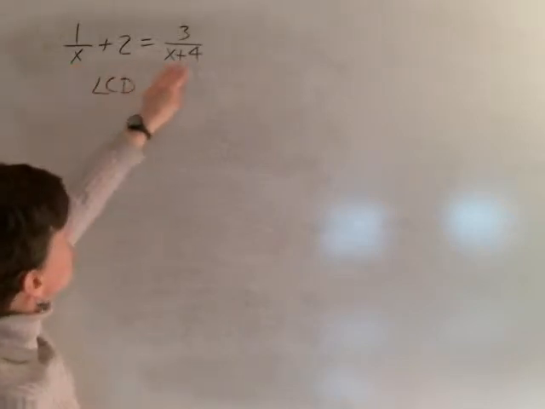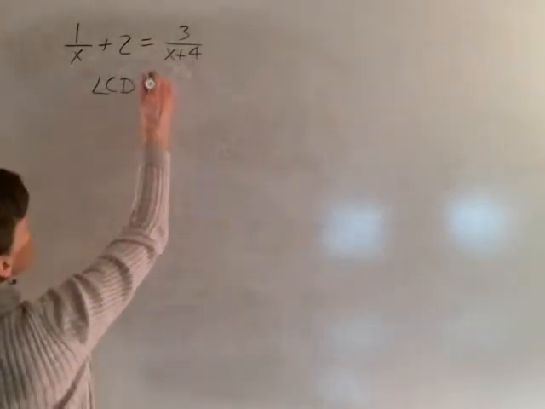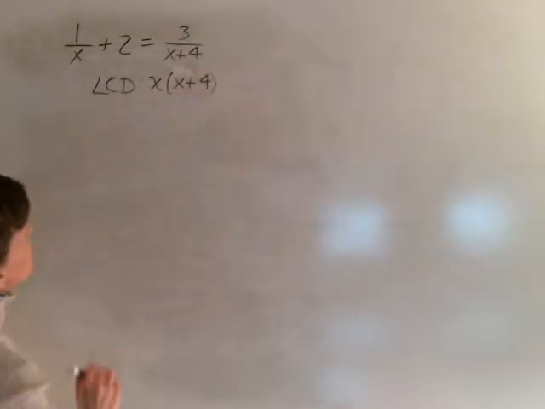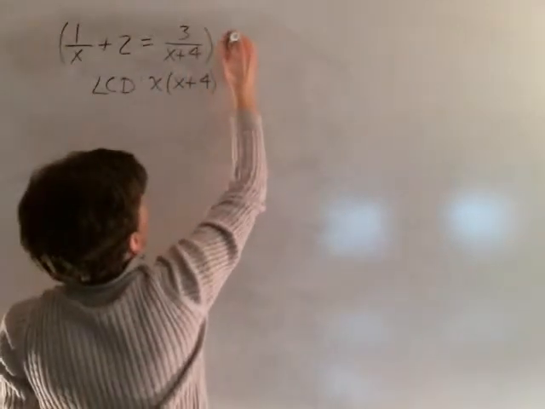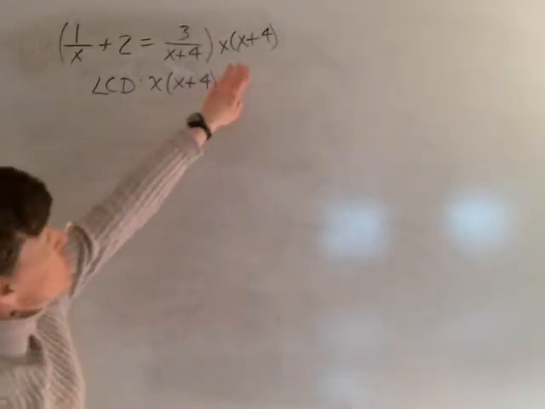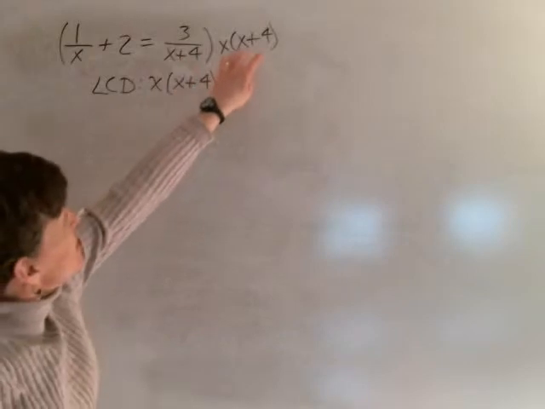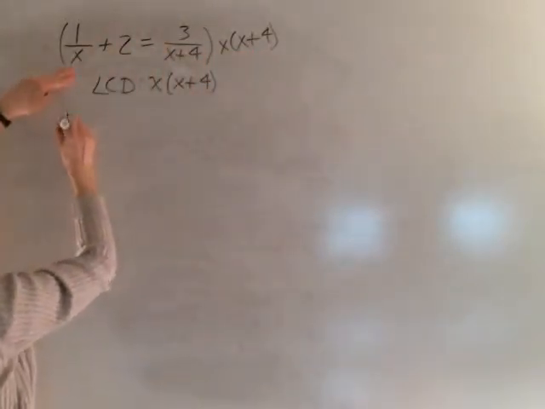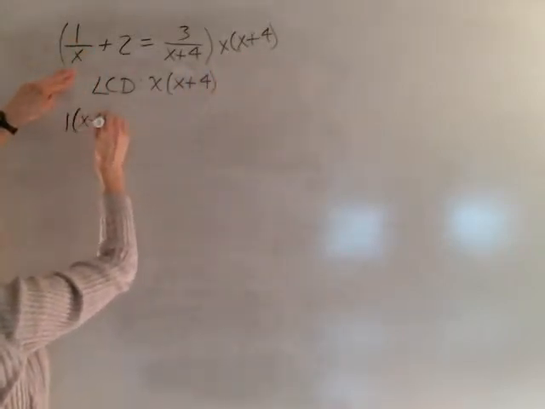Therefore, it's prime. Just like the x is prime, it cannot be factored. So I have two prime factors, like two prime numbers. So my least common denominator is going to be the product of those two prime factors. And that's what I'm going to multiply my entire equation by. Now this should make my denominators go away. So I'm going to distribute this to every term in my equation. So when I distribute this to the first term, the x's cancel, and I have my numerator, which is 1, times the x plus 4, which does not cancel.